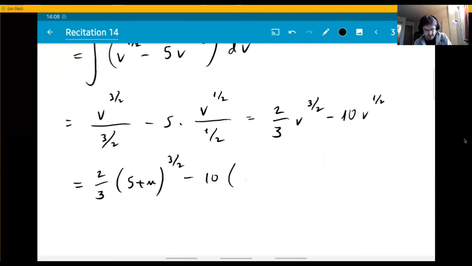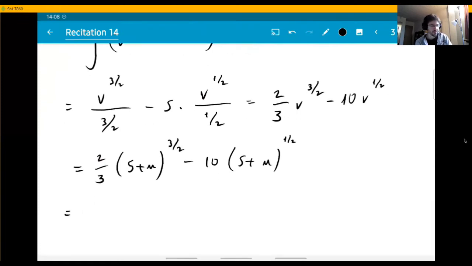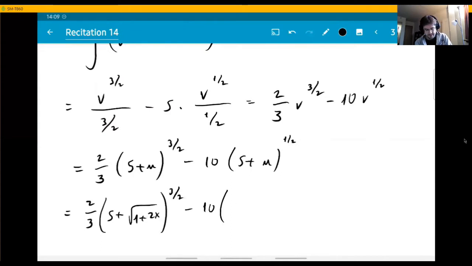And finally, if you go back to the beginning, what was u in terms of the original x variable? It was square root of 1 plus 2x. Yes, so you finally replace that. And here, because we reached the function that we wanted in the variable that we wanted, this is now the final expression, and you have to put the plus c because this was an indefinite integral. That should be your answer.